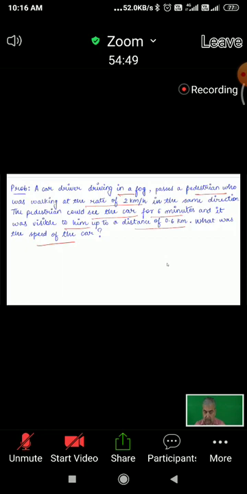This is the question. A car driver driving in a fog passes a pedestrian who was walking at the rate of 2 km per hour in the same direction. The pedestrian could see the car for 6 minutes and it was visible to him up to a distance of 0.6 kilometer. What was the speed of the car? Try this. Again, here you can use the concept of relative speed.